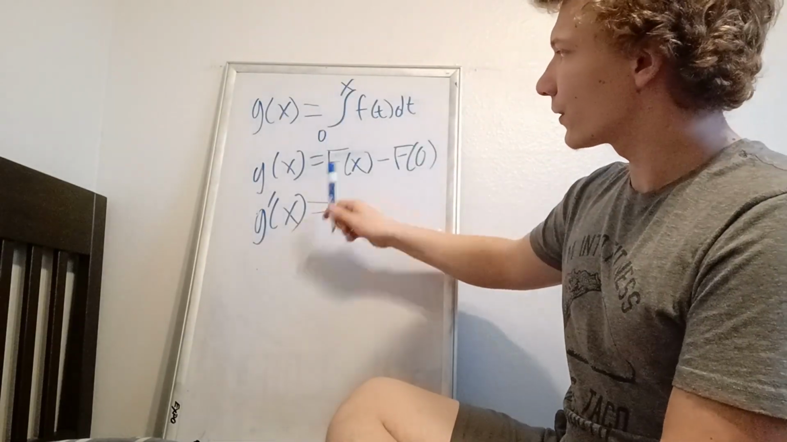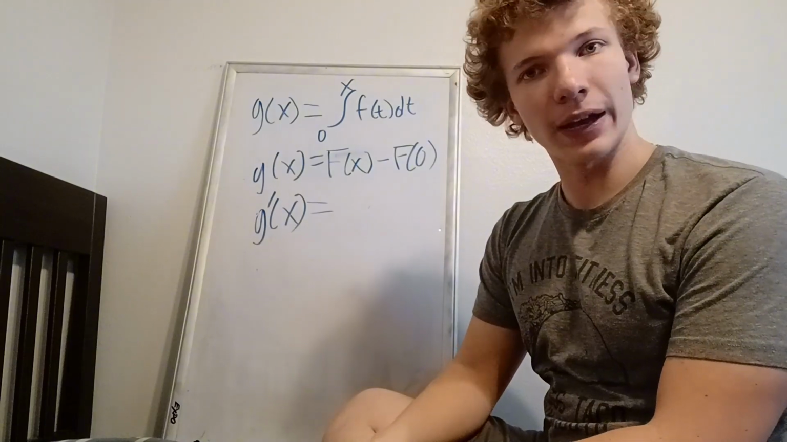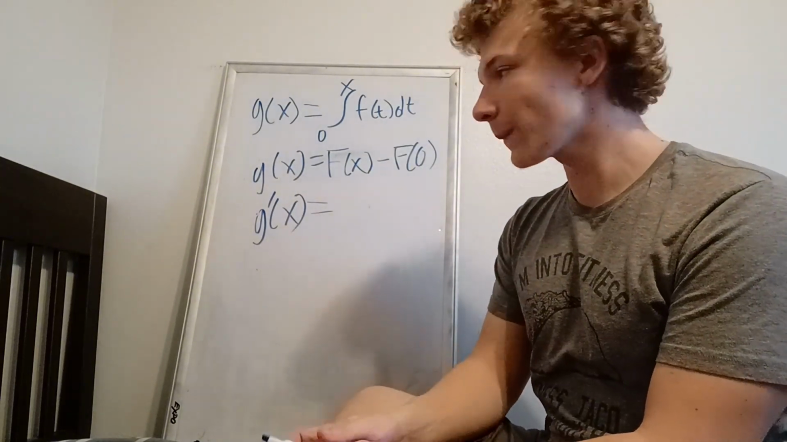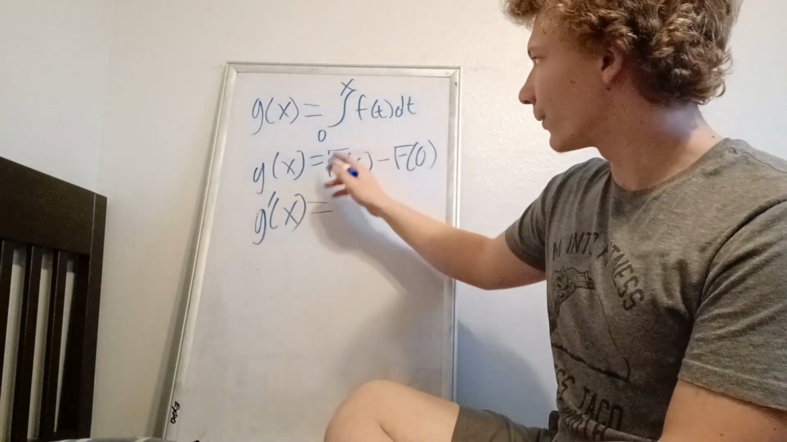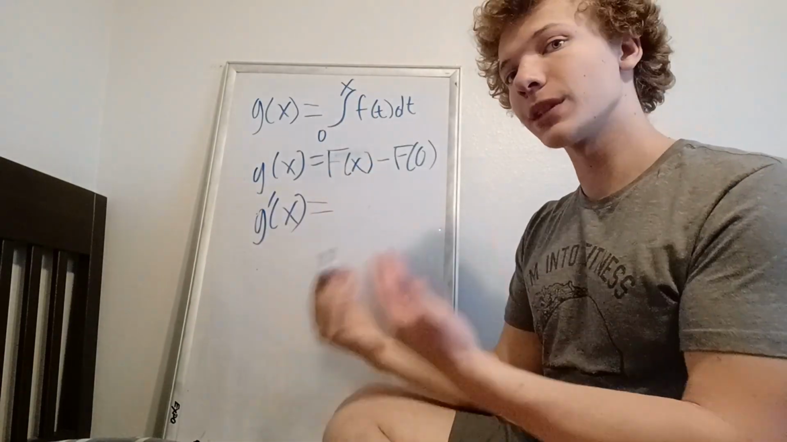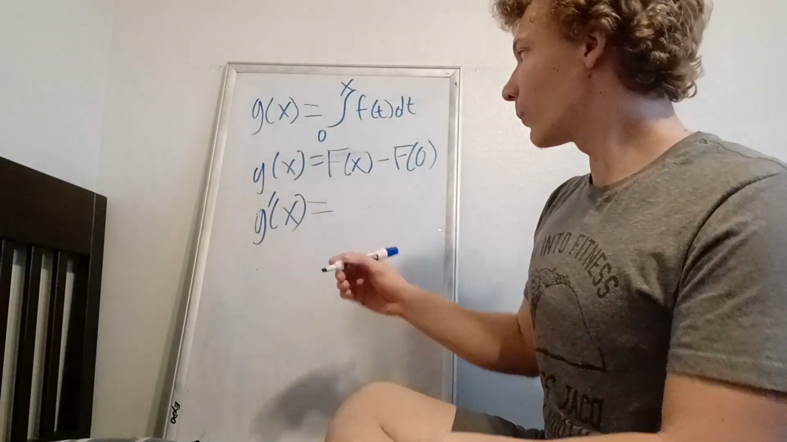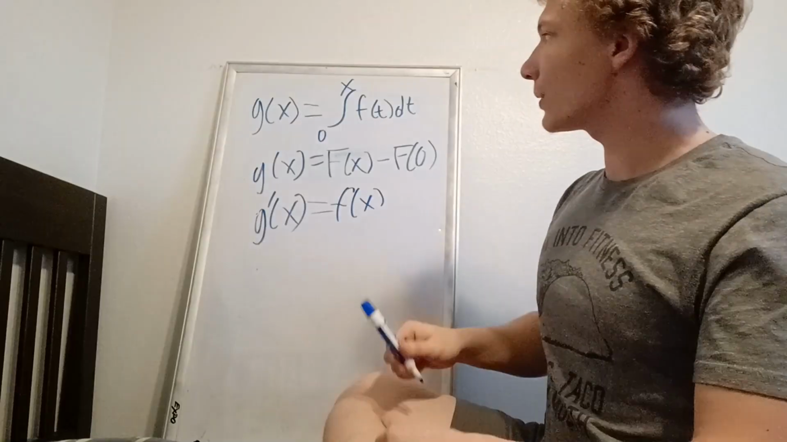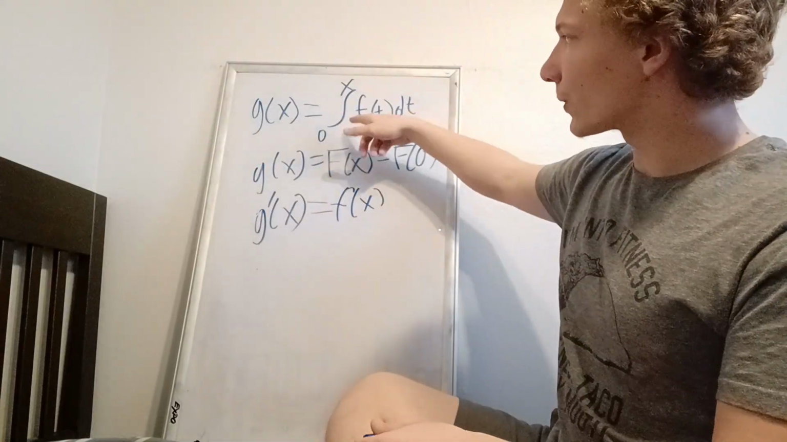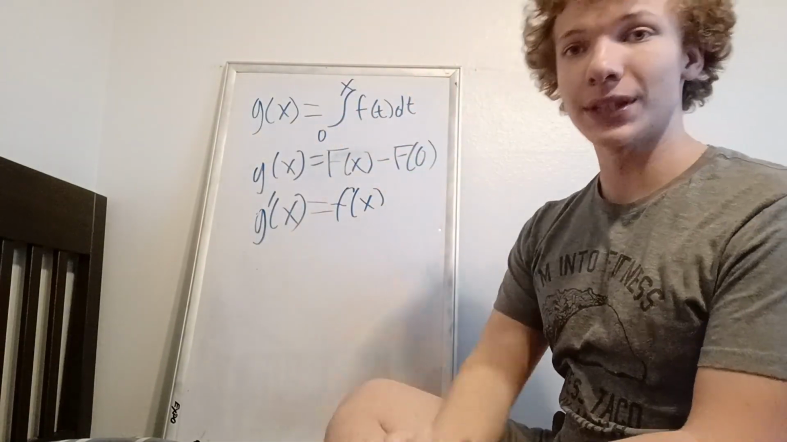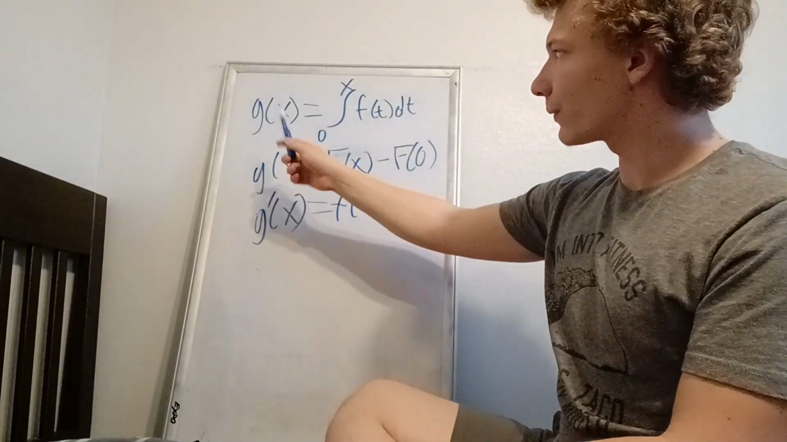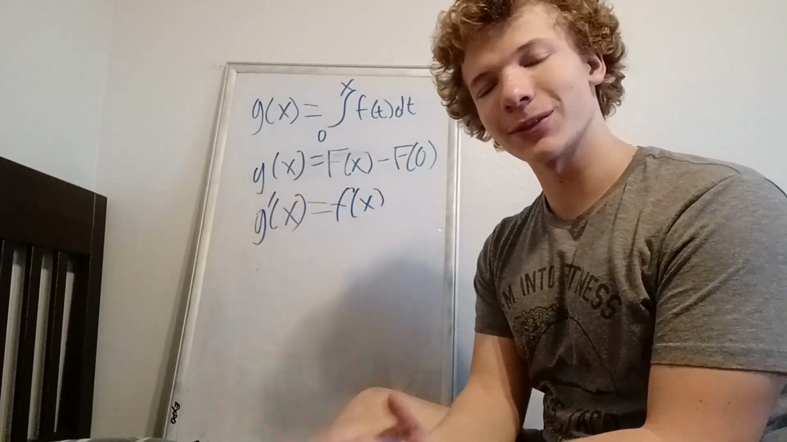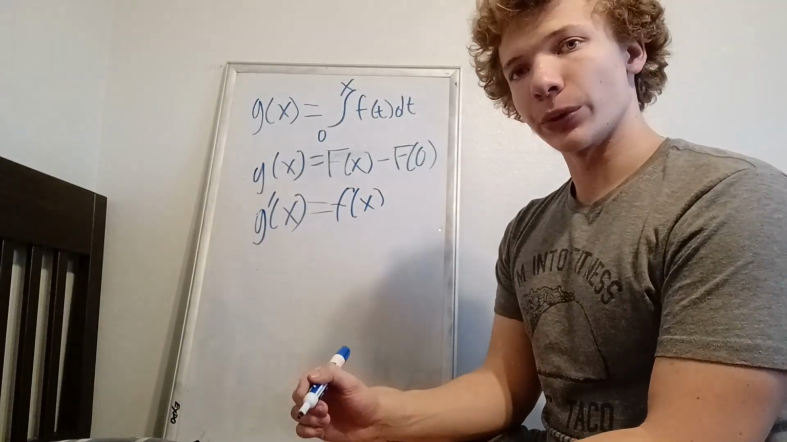Now, this is the antiderivative of f of x. Since we're differentiating both sides with respect to x, taking the derivative of an antiderivative will give us the original function back. Okay, so as we see, if g of x is equal to the integral from 0 to x of f of t dt, the derivative of g of x is equal to this inside function of x, just f of x.